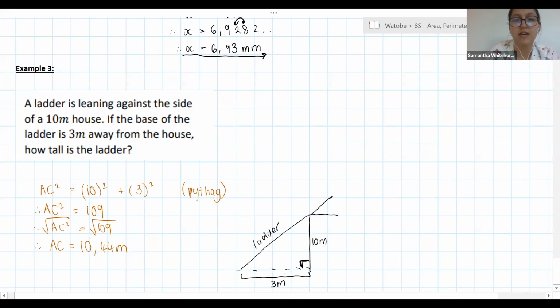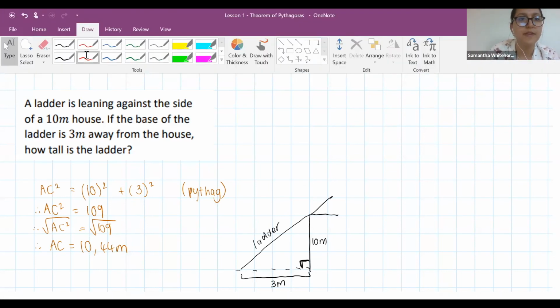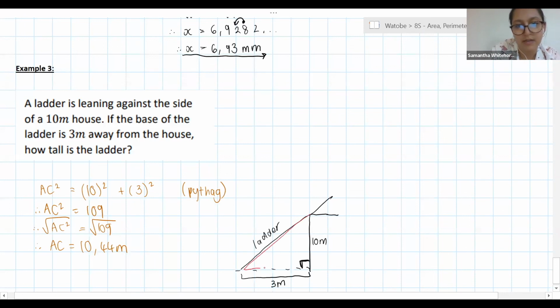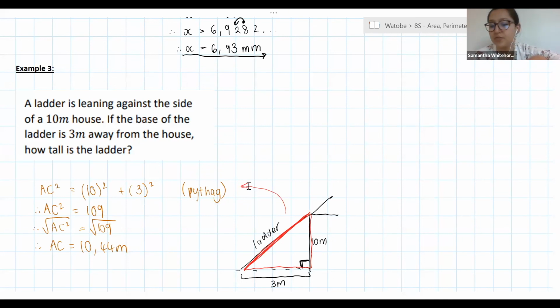And so what I've actually got here is a right angle triangle. If I sort of trace over it, there's my right angled triangle, which means that I can use Pythagoras to work out how tall or how long the ladder is. And so that's exactly what we've got here. If we take 10 squared plus 3 squared, we're going to get the length of my ladder squared. And in this case, we used AC as the length of my ladder, which is fine. If you used X, if you just used, I don't know, ladder or whatever, it's cool. But as long as you worked out the length of your ladder as 10,44 meters, that is perfect.